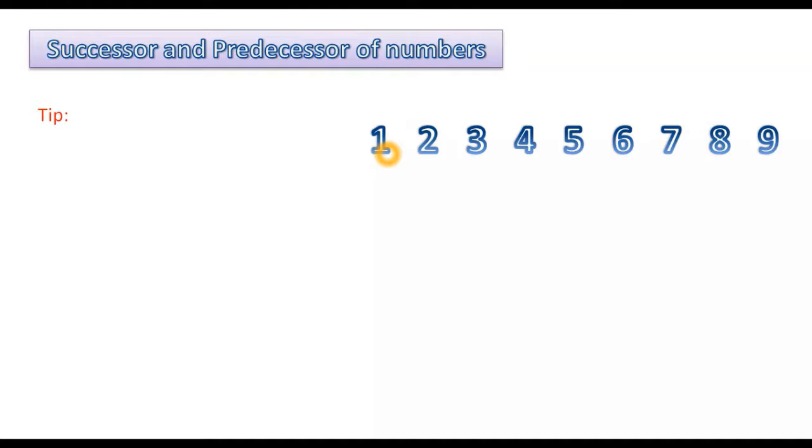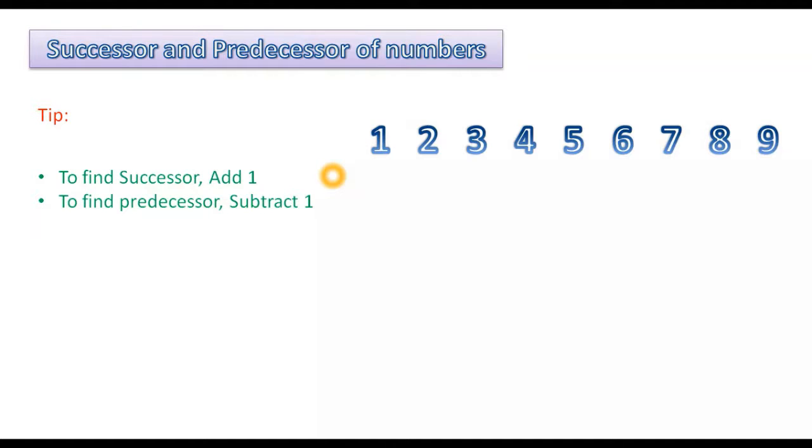But what about finding the successor and predecessor of a bigger number? Let's say I ask you what is the successor of 400? How exactly do we find the successor and predecessor of a number? Because it's not possible for us to keep writing the entire sequence of numbers. So the simple tip is that whenever you have to find the successor, just add 1 to that number, because the moment you add 1, you are actually going to the next number.